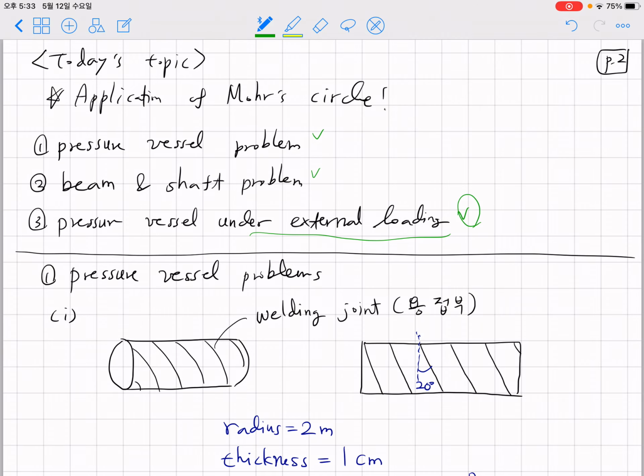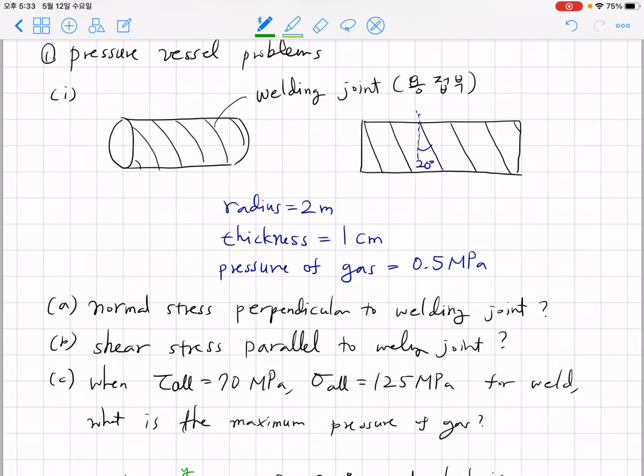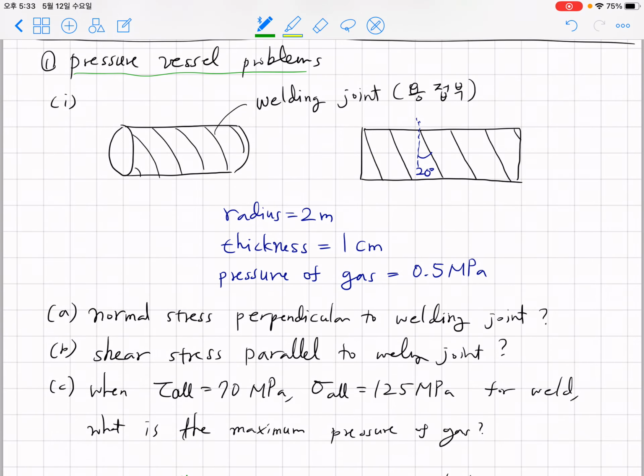So let's begin from the first problem, pressure vessel problem. So here the geometry that we could consider is following. We'll consider a cylindrical pressure vessel, and this vessel is made out of welded structure. So when you have a very long film, such as a long piece of paper, and if you try to twist this like this, you can somehow make a cylindrical shape out of twisting this long film.